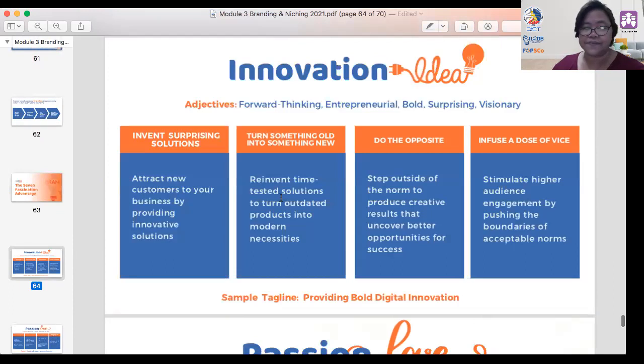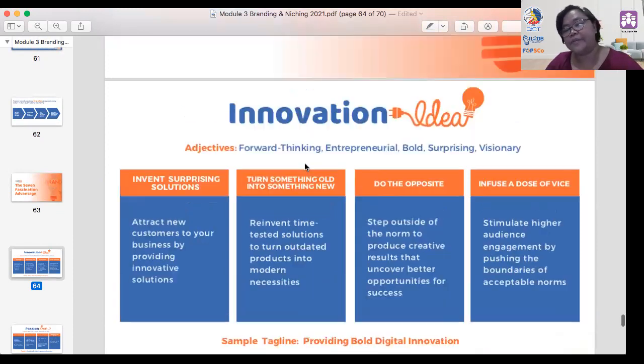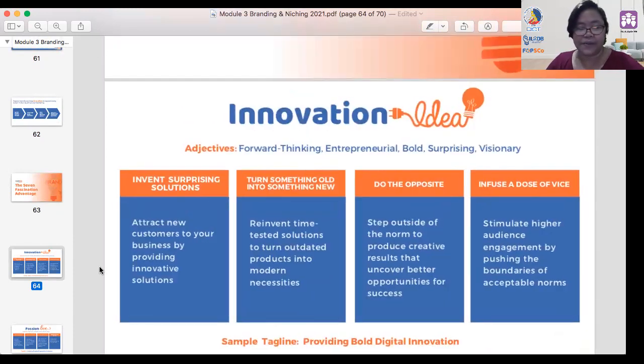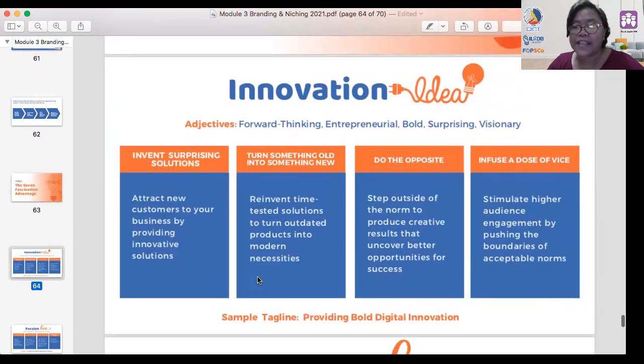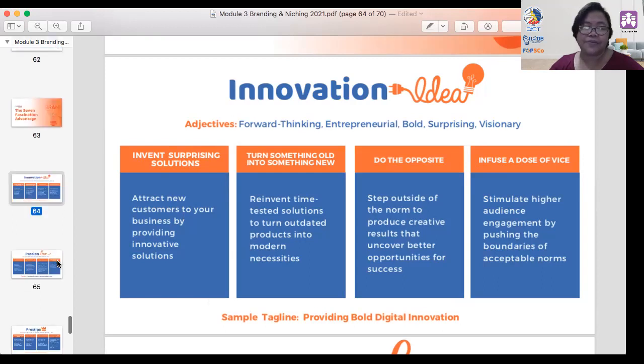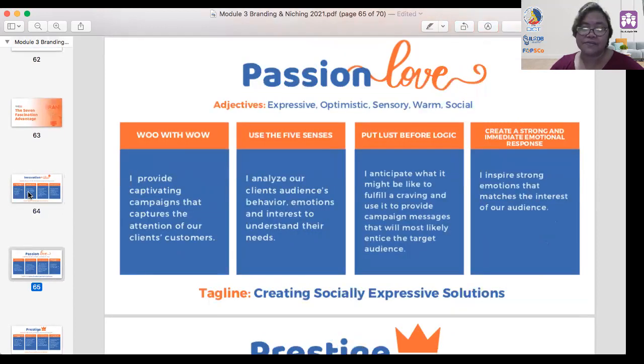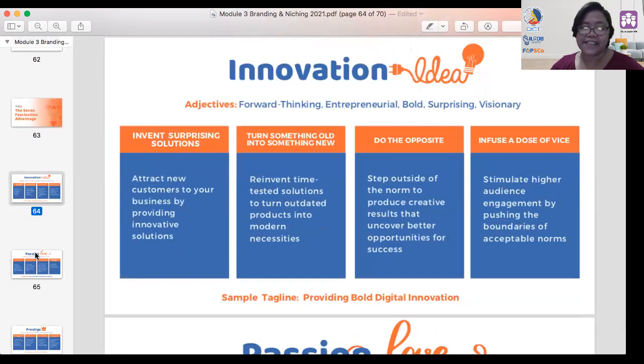So, innovation, the adjectives would be forward thinking, entrepreneurial, bold, surprising, and visionary. Okay, sample taglines, providing bold digital innovation. Okay, so you use their visionary and then the word innovation. So invent surprising solutions, turn something old into something new, do the opposite, infuse a dose of vice. So that would be innovation.